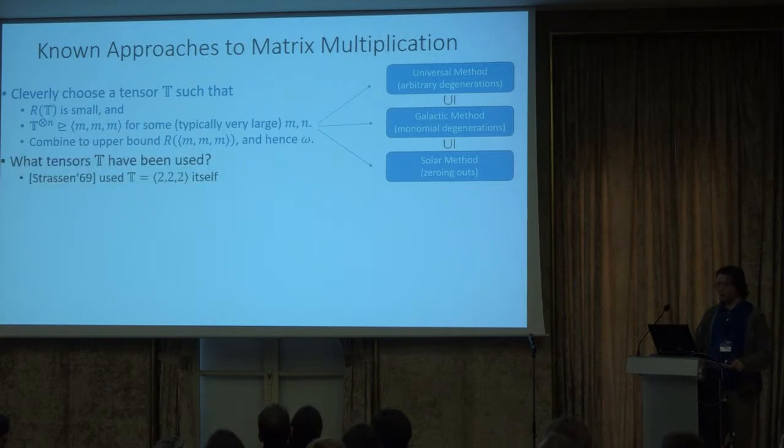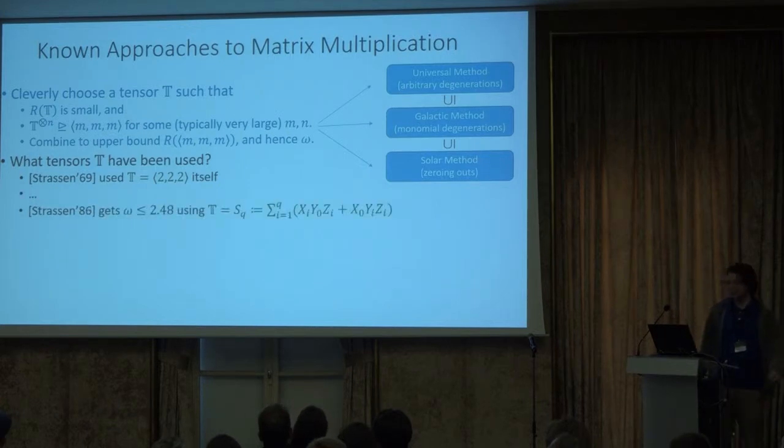So, what tensors have actually been used in this method? Like, where are the tensors coming from? So Strassen's algorithm can actually be seen as using the 2 by 2 by 2 matrix mult tensor itself, and sort of then the degeneration is like the trivial one, and the hard part was just showing the rank upper bound for it.